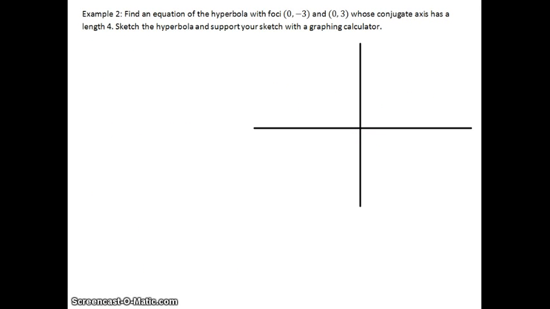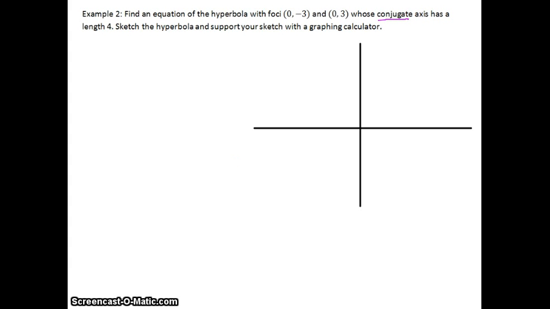For our second example, we want to find an equation of the hyperbola with foci at 0, -3, and 0, +3, whose conjugate axis has a length 4. Sketch the hyperbola and support your sketch with a graphing calculator. Well, I recall now that we have not talked about the conjugate axis. The conjugate axis is the axis that runs perpendicular to the transverse axis. The conjugate axis deals with the b value.